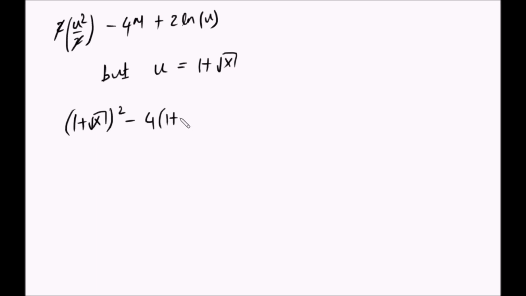But remember now, we said that u is the same as what? 1 plus the square root of x. So by the way, 2 and 2 goes here. So remains u squared. This is 1 plus the square root of x squared, minus 4 times 1 plus the square root of x, plus 2 ln of 1 plus the square root of x, plus c, the constant.